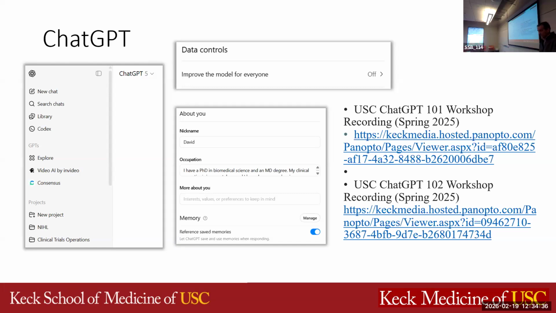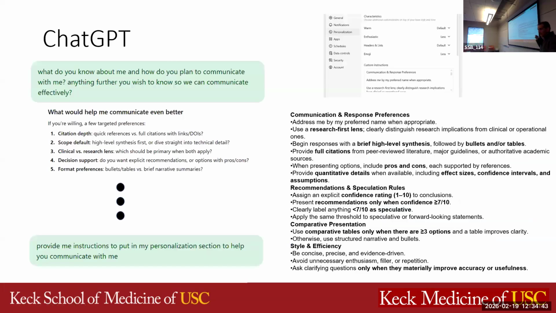And it will give you a more tailored response, more about you. Then what I did with the new version, once I got into the USC version, the first chat I did with it was this. I said, what do you need to know about me so we can communicate better? Anything further you want to know? And it said, this will help me. I want to know what depth of citations you want, what scope, what type of lens, decision support. There was a ton of stuff. It asked me a whole bunch of bullets.